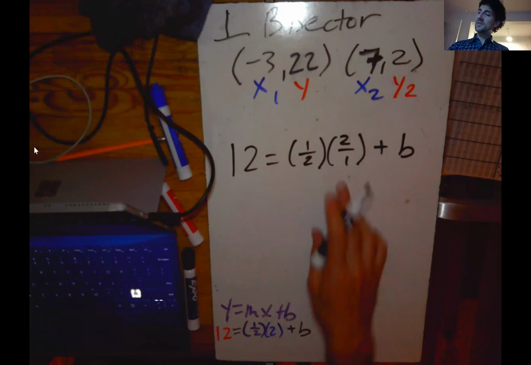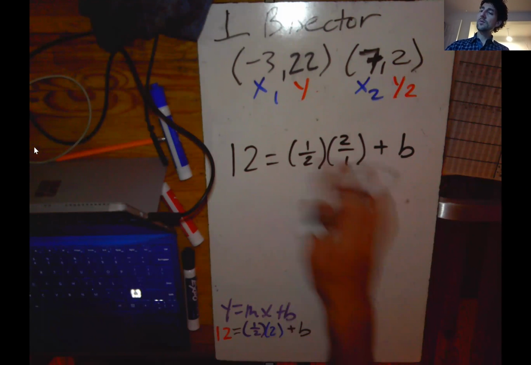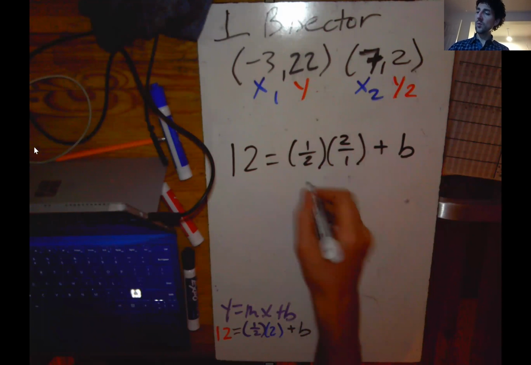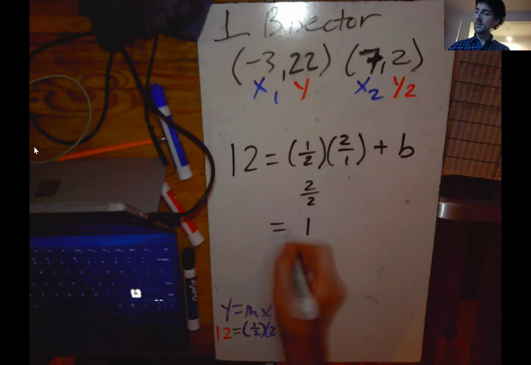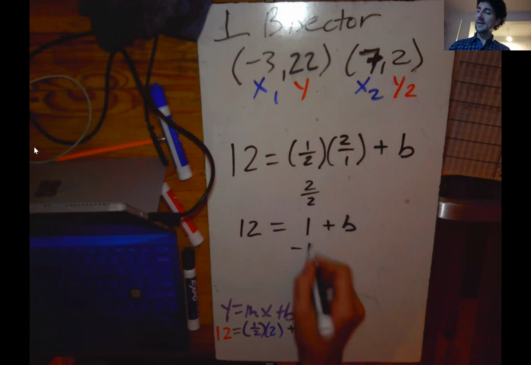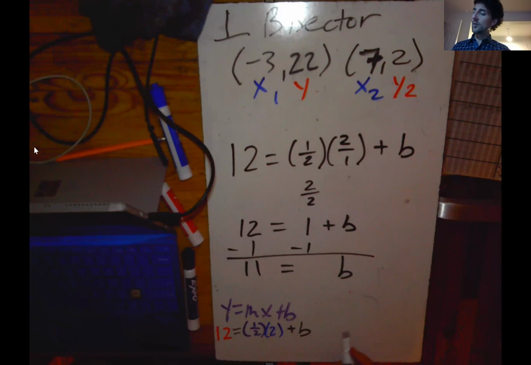I set up the x value as 2 over 1 so I can multiply fractions. So 1/2 times 2 is 2 over 2, which is the same as 1. Now subtract 1 from both sides and get b equals 11. So that means that the equation of my line should be y equals slope of 1/2 times x plus b, where b is positive 11, so plus 11.